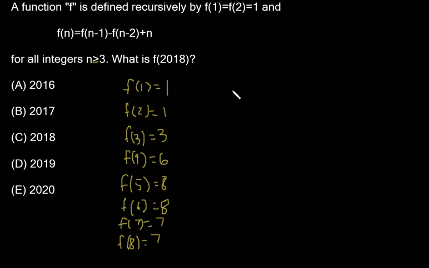Okay, now we're going to start back up here. We have f of 9, which is equal to 7 minus 7 is 0, plus 9 is 9. F of 10 is equal to 9 minus 7, which is 2, plus 10, which is 12. And we have f of 11: 12 minus 9 is 3, plus 11 is 14. We don't really see a pattern yet, but let's just keep going.